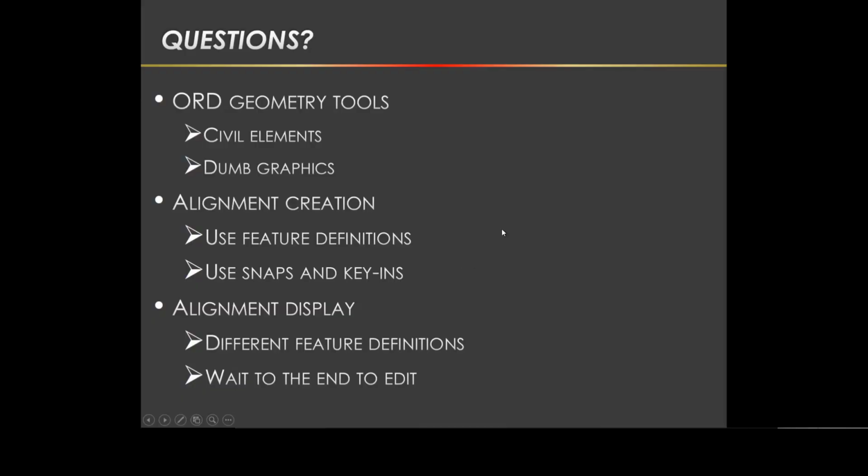We're at the end. I'll come up with the questions, or basically my little review. We have civil elements, we have dumb graphics, dumb objects, dumb graphics. Just be aware of what they are and how they help you and hurt you. When you do your alignment creation, use feature definitions, use the snaps and the key ends. And then for alignment display, the different feature definitions help you get your graphics to standards, and wait to the end to edit any of those.